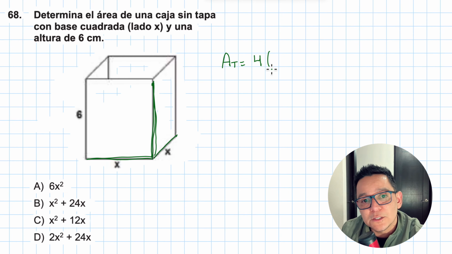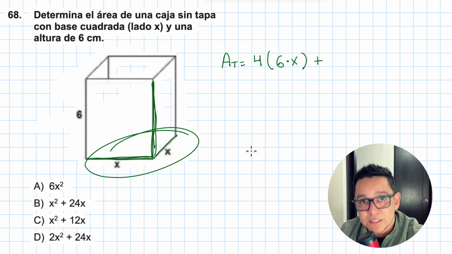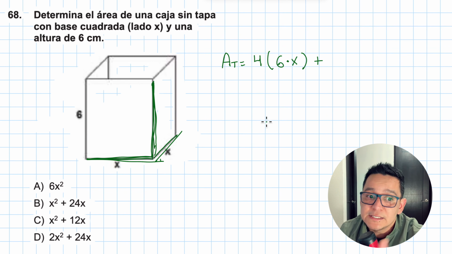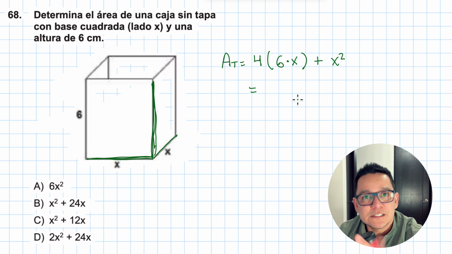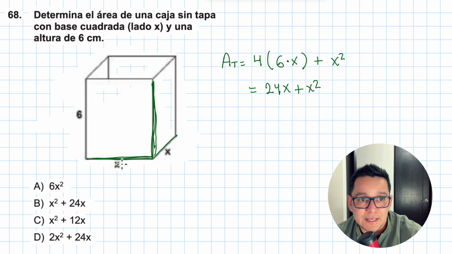So we put 4 times the area of the front face. And this measures x by 6, that is, x times 6. To this, we're going to add the area of the face that's at the bottom. The bottom face is simply x times x, which is x squared. So let's write x squared here. Done. We do the operations and simplify, if possible. 4 times 6, that's 24x, and we just add x squared. Done. The total area of this box without a lid has to be 24x plus x squared.